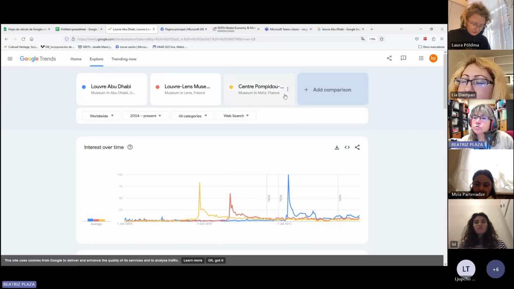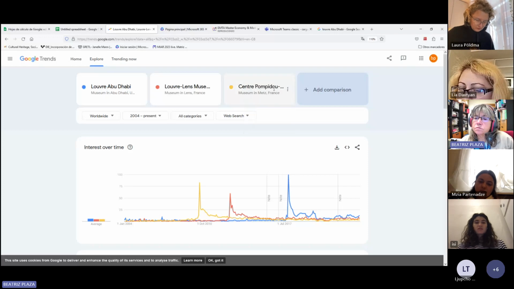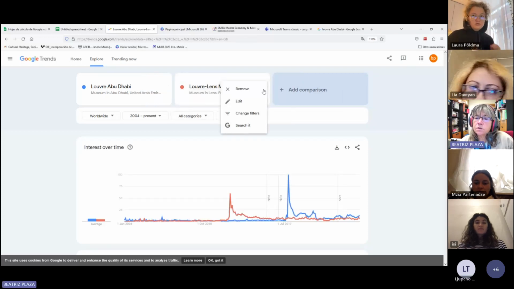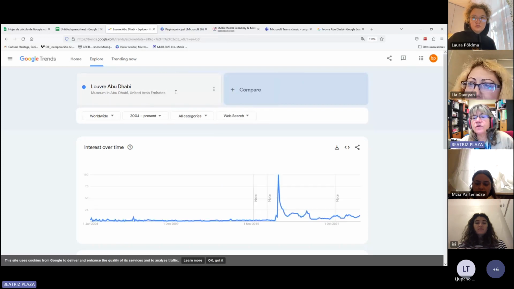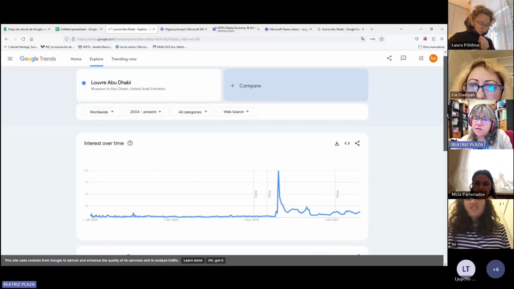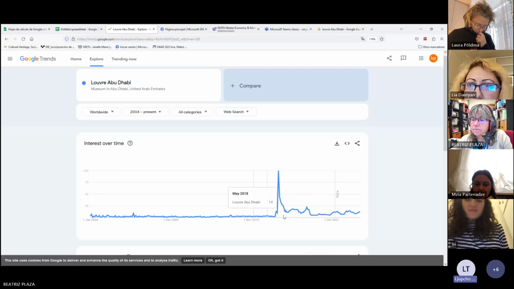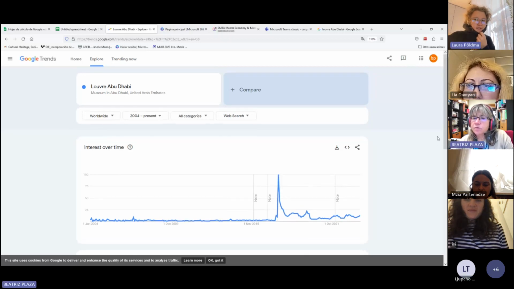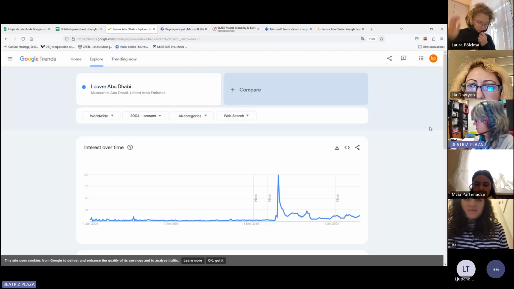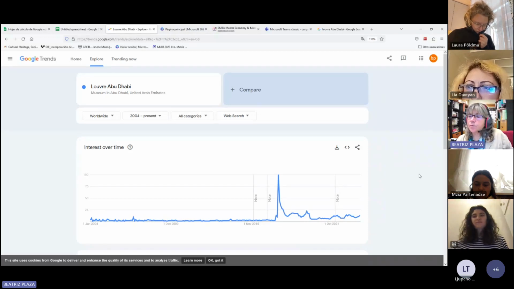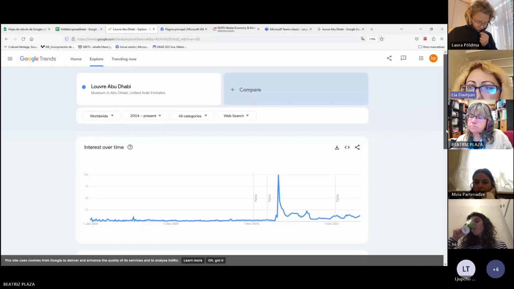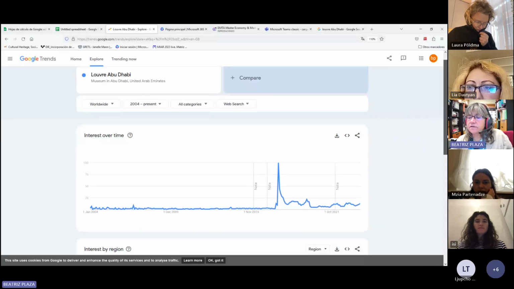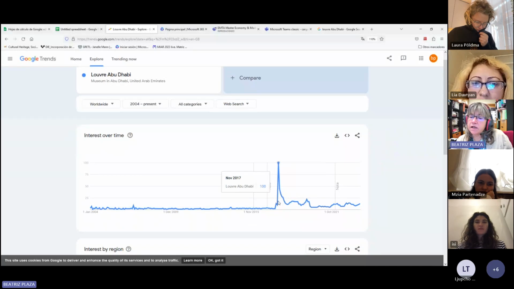So yes, I'm going to remove Pompidou and Louvre Lens. You can remove them at these points. So now I'm only with Louvre Abu Dhabi. Can you see that I'm with Louvre Abu Dhabi? Did you manage to remove the two ones? Yes, the Louvre Lens and Pompidou Metz. You have removed them. Okay, so we are back in Louvre Abu Dhabi.